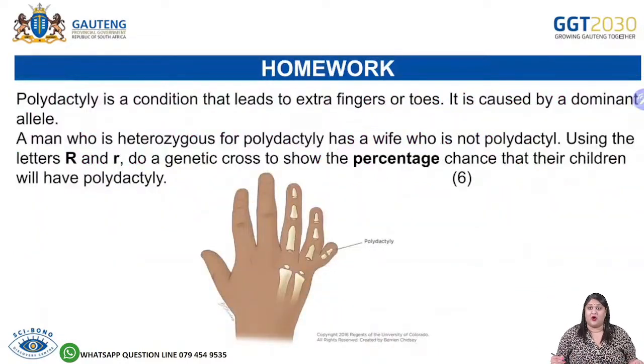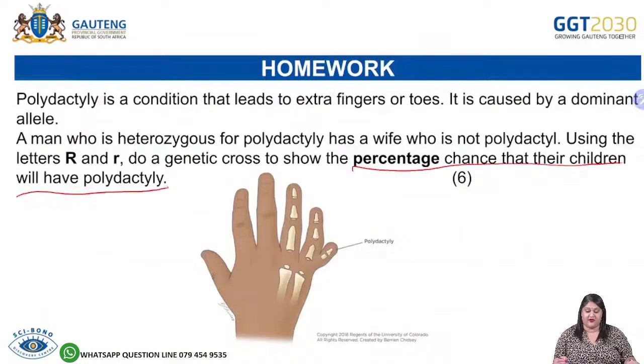Okay, this is your homework activity. It's about polydactyly. It's a condition that leads to extra fingers or toes, and it's caused by a dominant allele. Okay, so they want you to do a genetic cross to show the percentage chance that their children will have polydactyly. Okay, so please remember those little tips that I gave you. How do you get your phenotypes? How do you get your genotypes? And then you can work out the cross.